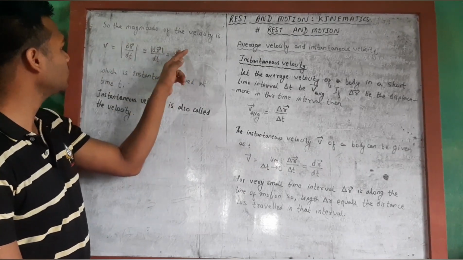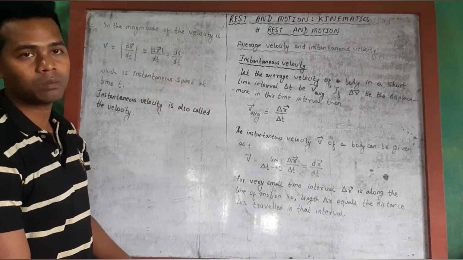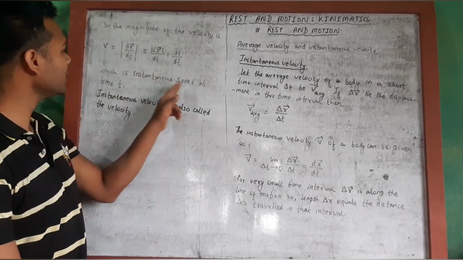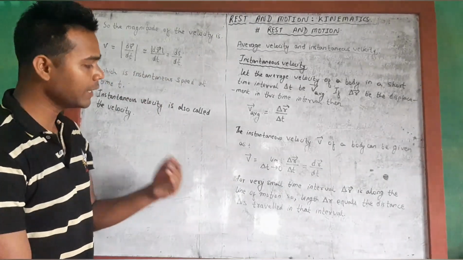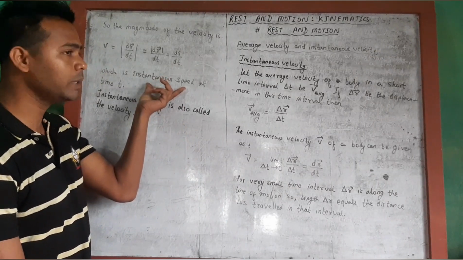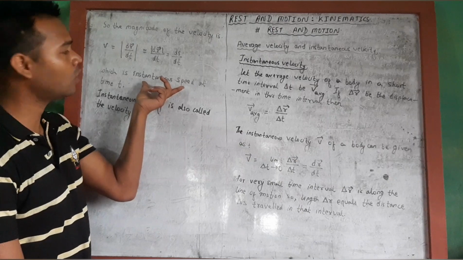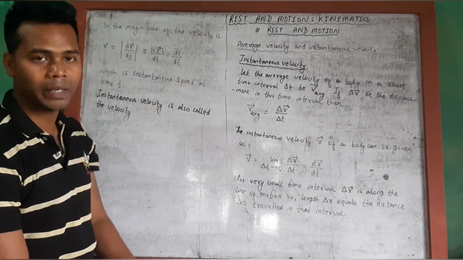But v is equal to ds by dt, it gives the instantaneous speed of the body at time t. That's why the magnitude of the velocity is also called the speed or the instantaneous speed of the body. The instantaneous velocity is also called the velocity.